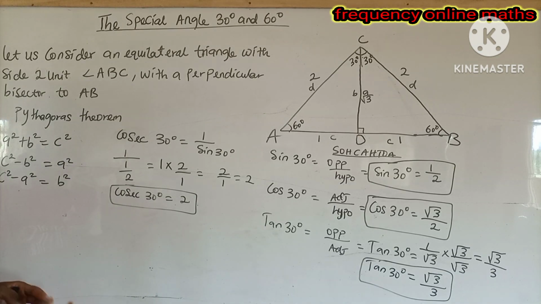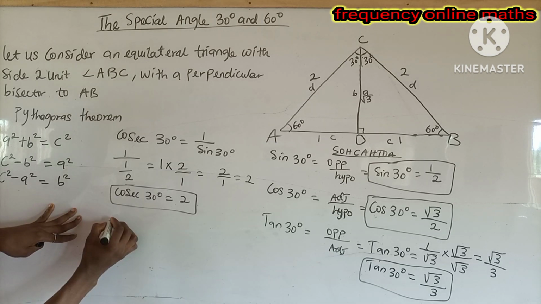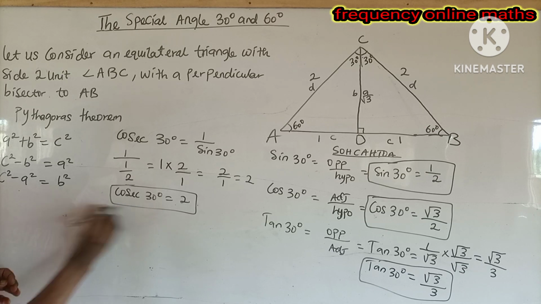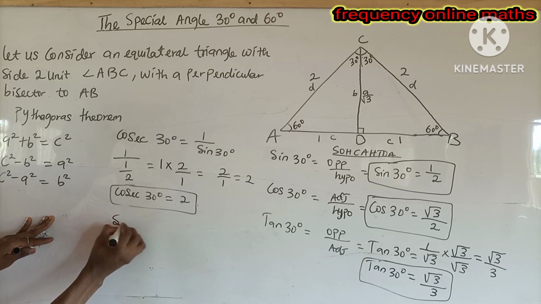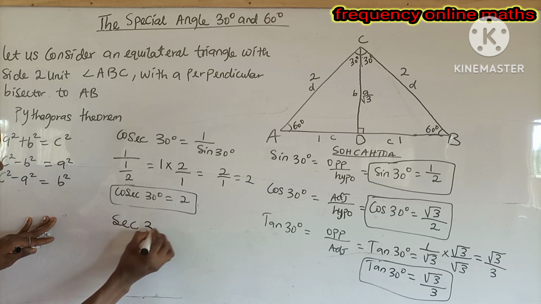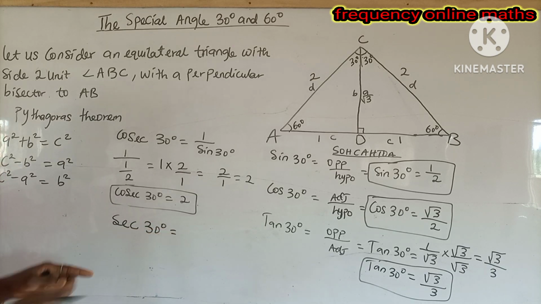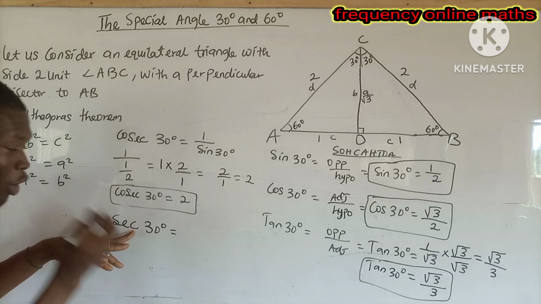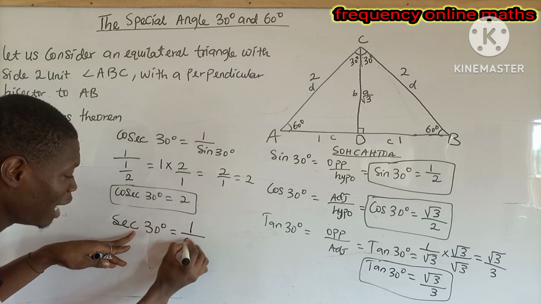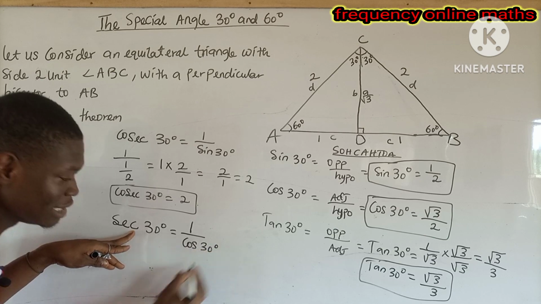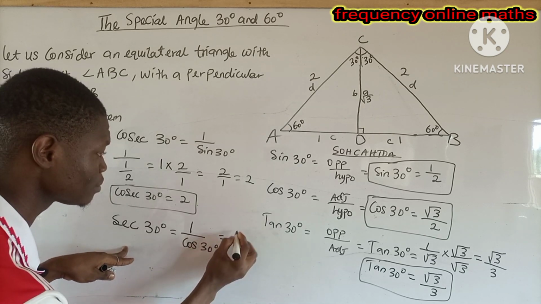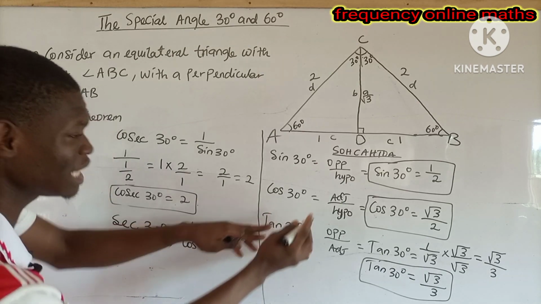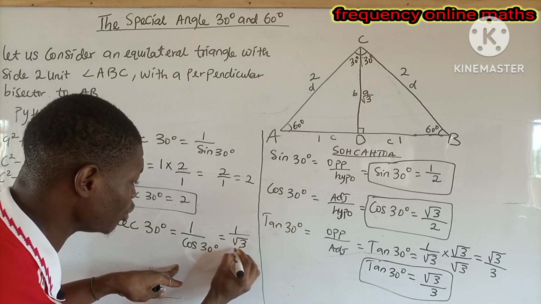Now if you want to find, what's the other one? Cotan. Okay, let's find cotan. Or sec. Okay, let's find sec first. Sec 30 degrees. So you count 1, 2, 3. What is the third letter? C, and it's for cos. You write 1 over cos 30 degrees. So we are going to have 1 over cos 30 degrees, which is 1 over root 3 over 2.